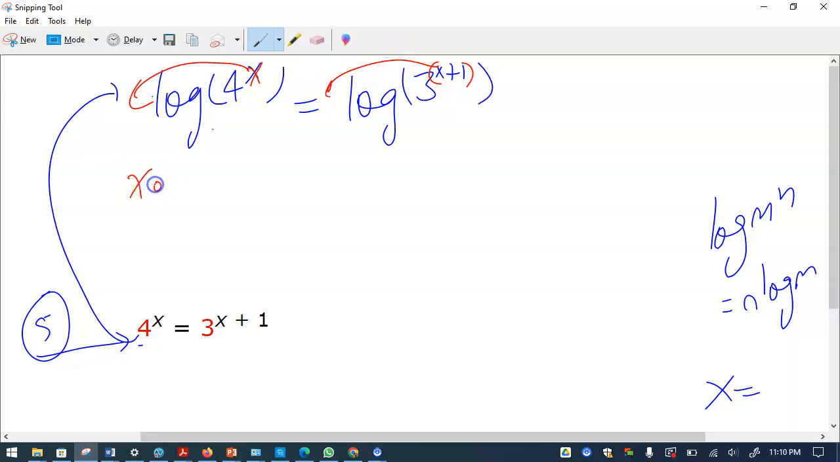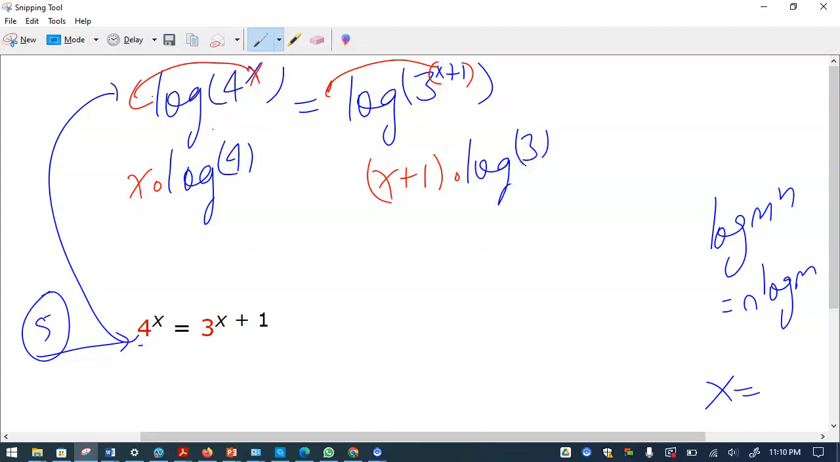So this will be x times logarithm of 4, and this will become x plus 1 times logarithm of 3. And then we can write the equal sign. So this becomes x log of 4, and use the distributive property, that becomes x.